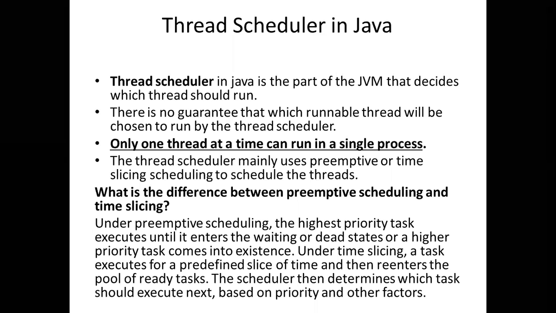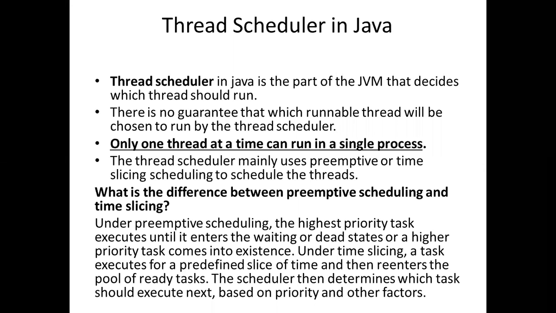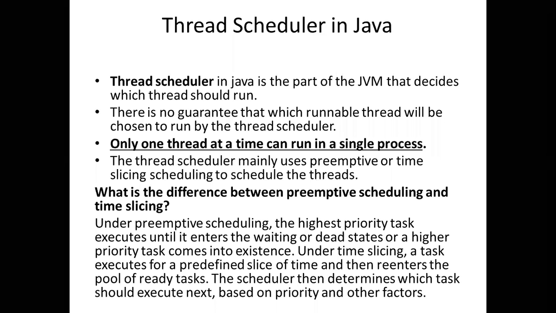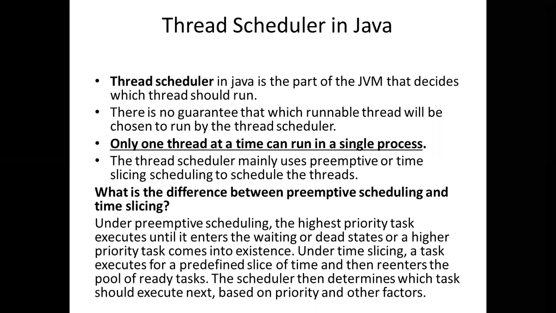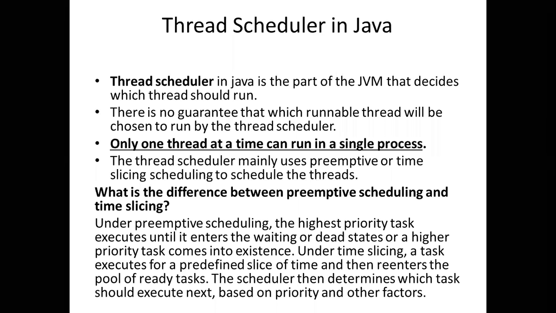So there is no guarantee which runnable thread will be chosen to run by the thread scheduler. But at a time, only one thread will be run in a single process. Either you have 10 threads or 2 threads in a single process, but at a time only a single thread will be running. So we require this thread scheduler to manage all those different threads in your process.